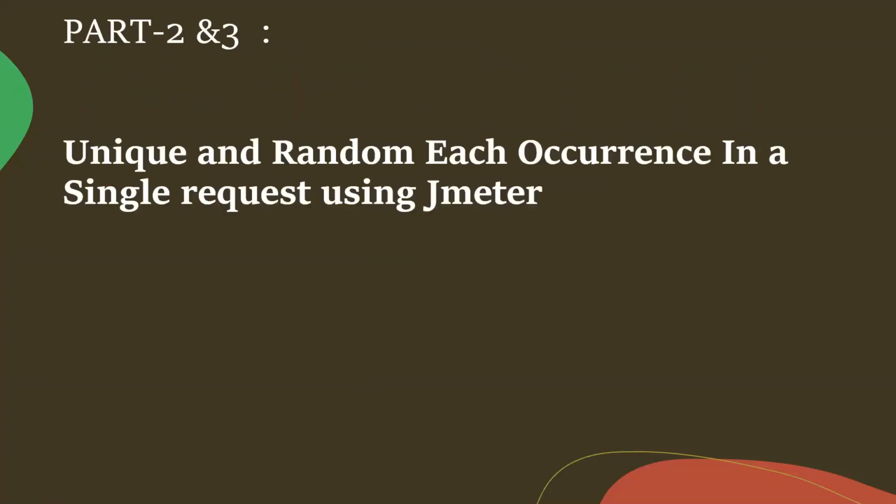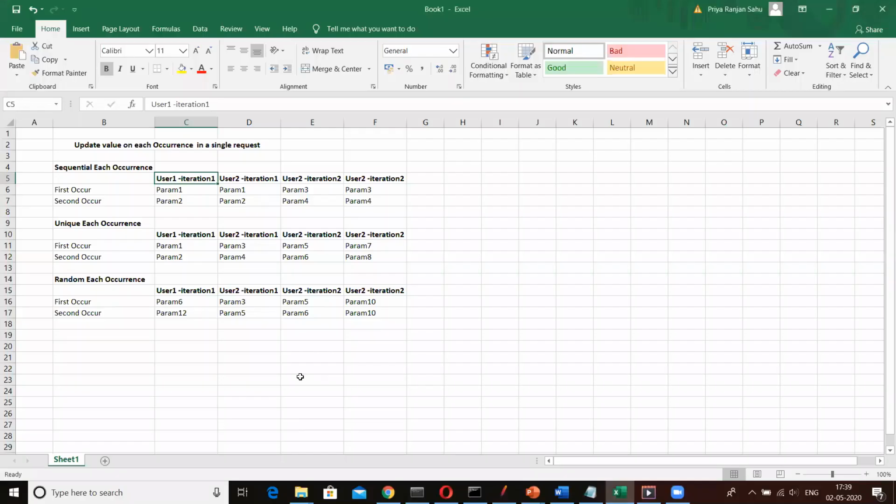So today we'll be covering unique and random each occurrence in a single request using JMeter. Let me quickly show you what we are trying to simulate here. In our scripting, there may be a challenge like substituting the same variable with different values in the same request. Let's say my first occurrence should take a value, and the second occurrence may take a different value, or it should be a random value pulled from a CSV file.